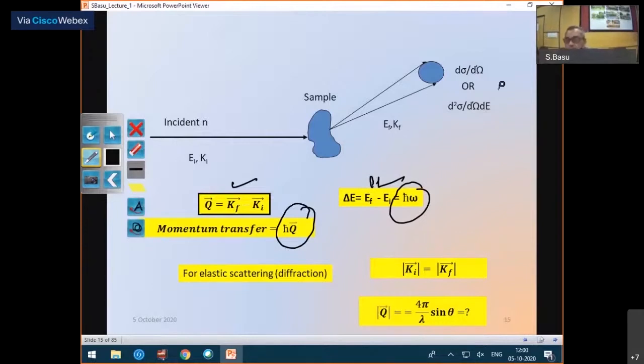And what we actually see is either d sigma by d omega, that is neutrons per unit solid angle without bothering about energy, or d2 sigma by d omega d E, which is neutrons per unit solid angle per unit energy interval. That means I will be measuring the energy of the outgoing neutron, and that will be for the dynamics of the material.